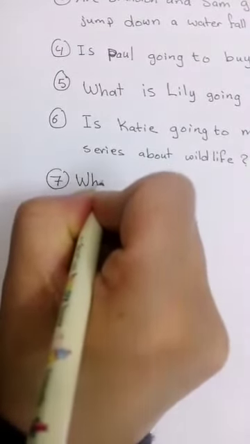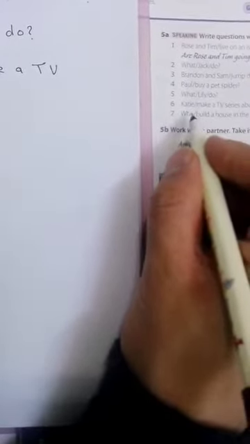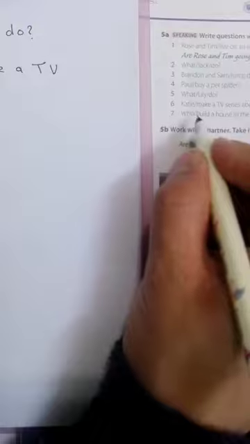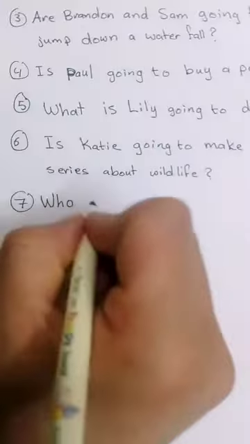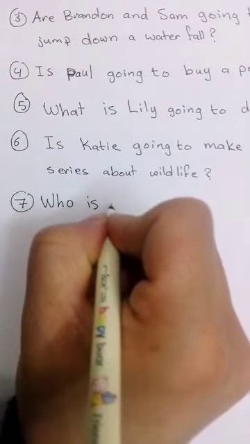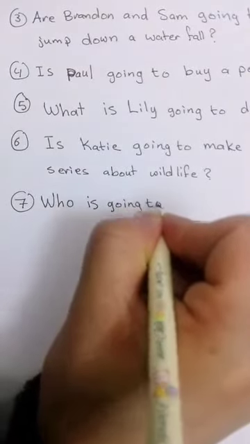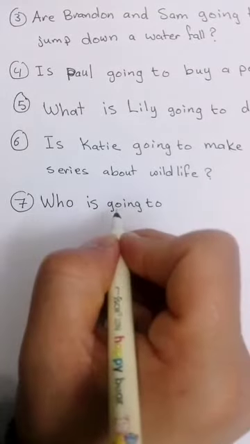We should write it like this. Number 7, we should start with the WH word, who. Then we are asking about a person, about someone. So we should use "is" or "are." We can use both, but here, because we are asking about someone, we use "is." Who is? Then we use "going to." Here we didn't use a subject because we want to know the subject.